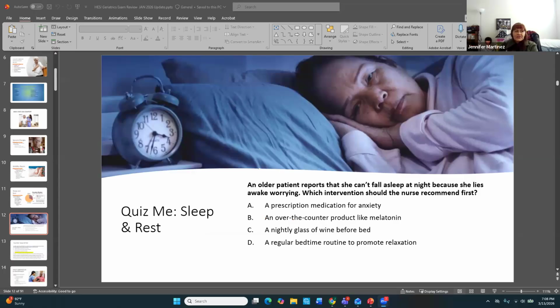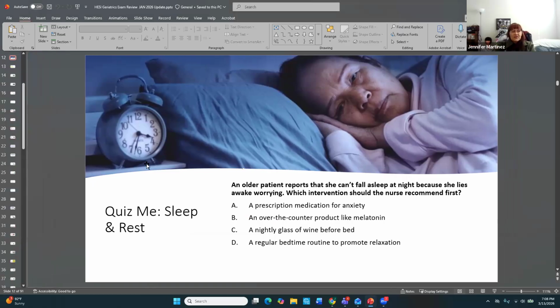All right, so question. We have an older patient who reports that she can't fall asleep at night because she lies awake worrying. Which intervention should the nurse recommend first? A, a prescription medication for anxiety; B, an over-the-counter product like melatonin; C, a nightly glass of wine before bed; or D, a regular bedtime routine to promote relaxation.